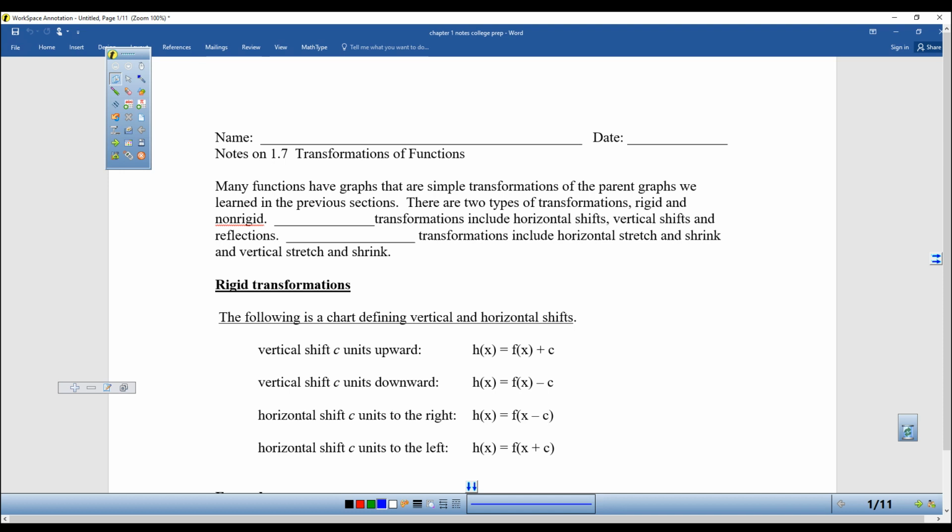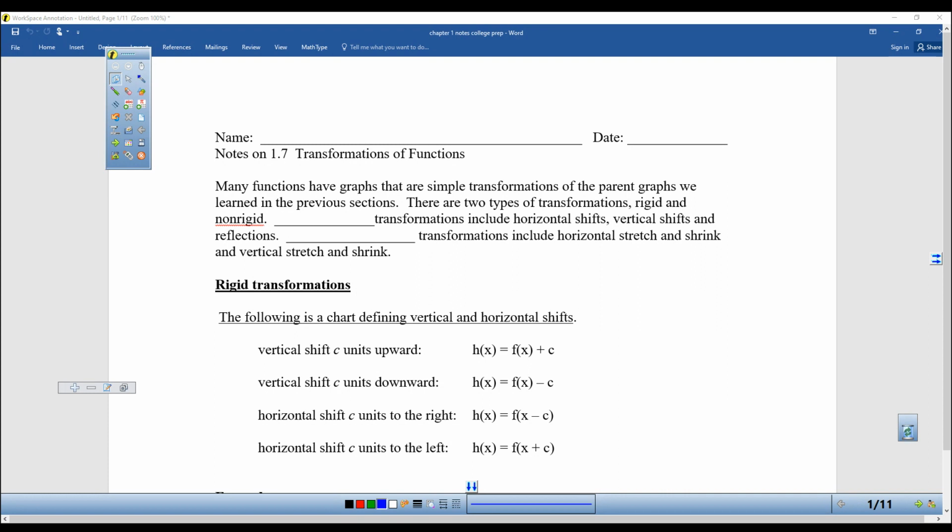Hello, everyone, and welcome to Notes on 1.7, Transformation of Functions. I know it's a little confusing whenever I do this. I switch up the sections, but I really feel like 1.7 has some valuable things to teach you that you'll know before you get to 1.6. So I hate to go out of order, but I really feel like this is the best way to do it. All right, so transformation of functions.